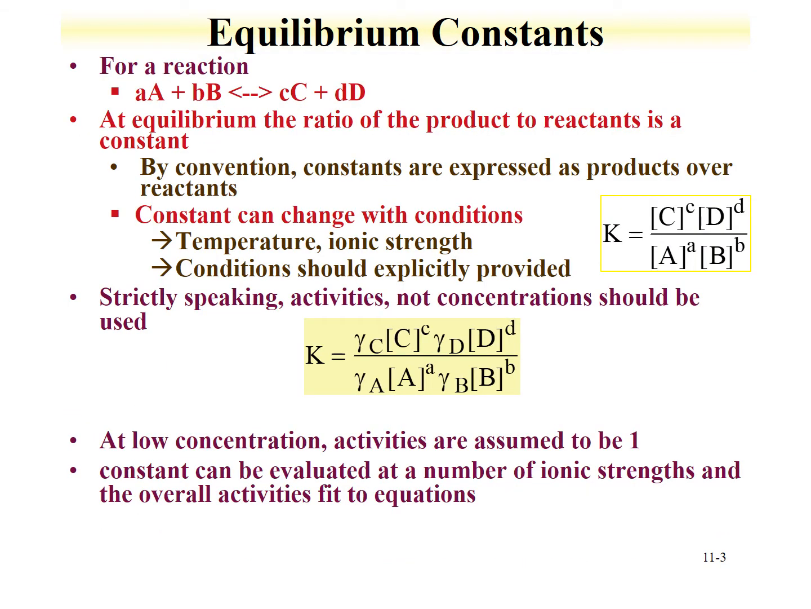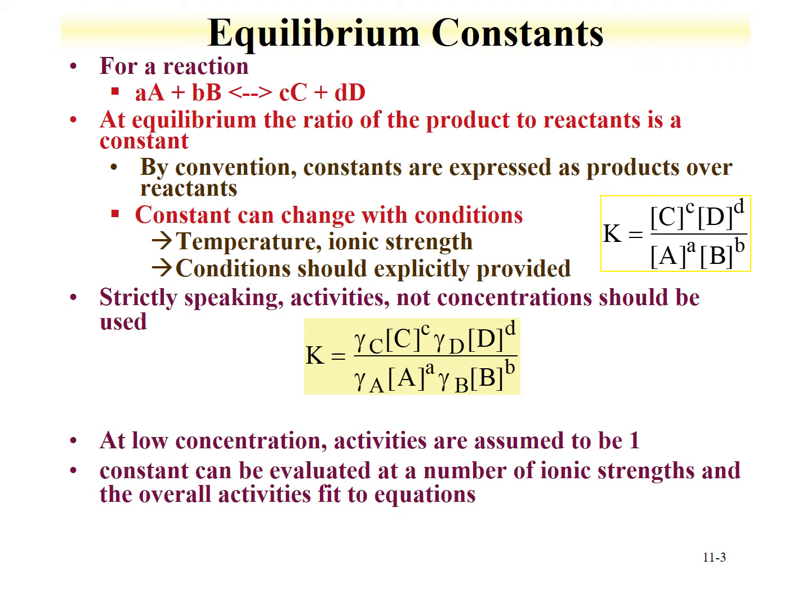For any reaction at equilibrium, we can evaluate a constant that should describe the concentrations. So here we have a generalized reaction, A plus B going to C plus D. At equilibrium, the ratio of the products and the reactants is defined as a constant. And by convention, these constants are expressed as products over reactants. And in the equation, we get some constant equal to the products raised to the exponent of their stoichiometry divided by the reactants.